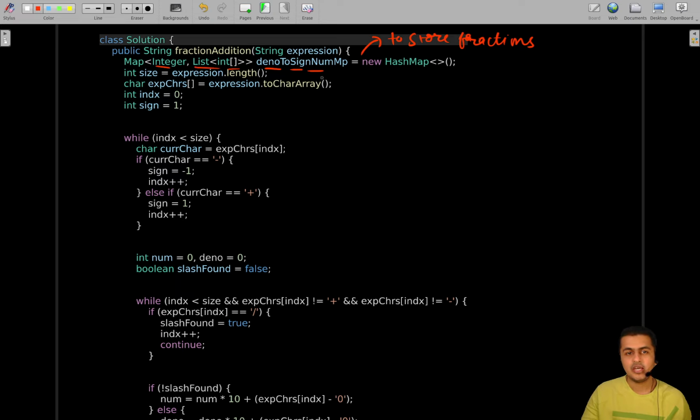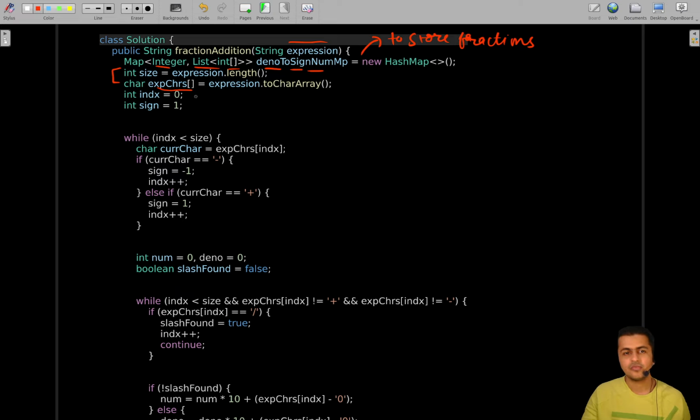Okay, and then this is just a variable to see the length of the current expression, or to be specific, the fraction addition or subtraction expression that is given to you. And then you have converted this string into an array of characters, just for the sake of easy access. Because in Java you have to use the charAt function, so in order to get easy access, I have converted it into an array of characters.